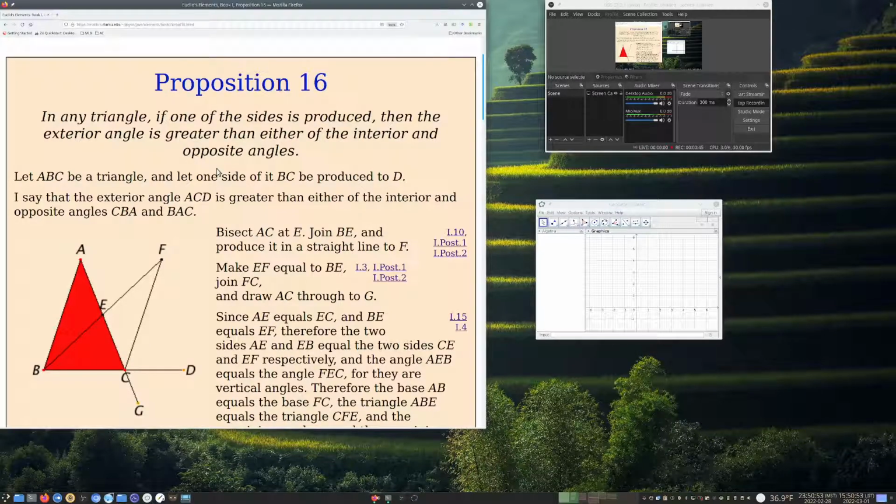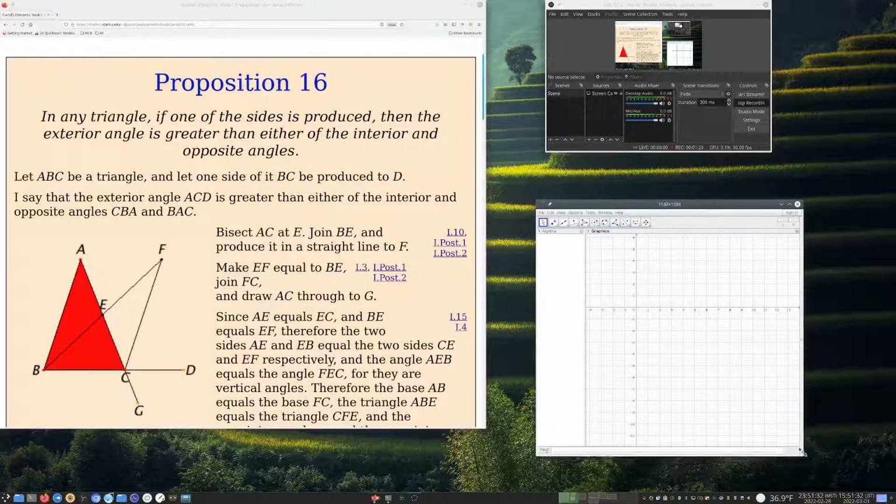Let ABC be a triangle, and let one side of it, BC, be produced to D. I say that the exterior angle ACD is greater than either of the interior and opposite angles CBA and BAC. Bisect AC at E. So this might be useful to do.